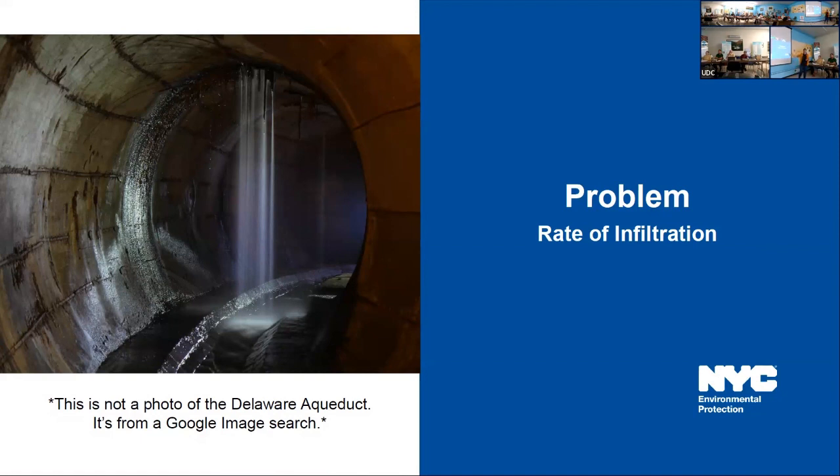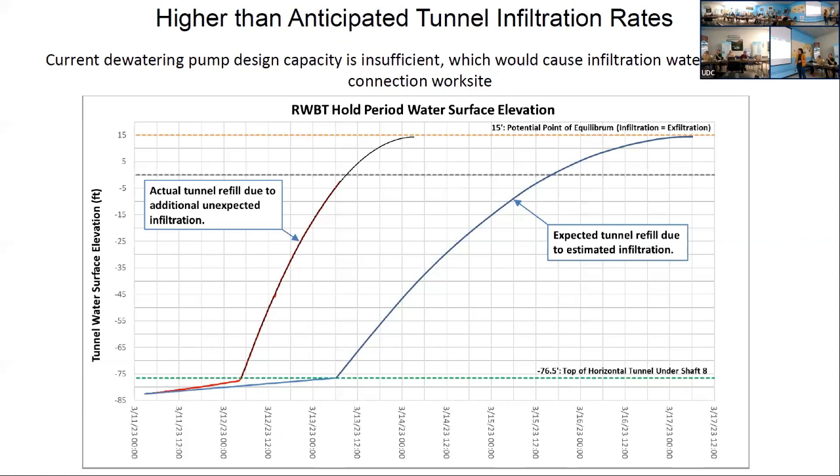So this is the problem that we had: the water coming back into the aqueduct was coming back in at a much higher rate than we were anticipating. Now, the original math was based off of the numbers from the 1950s, plus additional factors, knowing that the leaks were probably greater than they were back at that time. So this is what we saw.